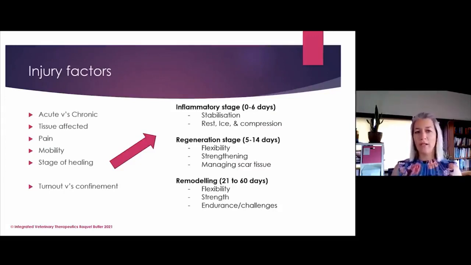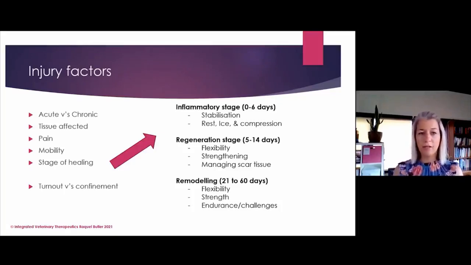We also want to know, well, what mobility do they have, and what mobility should that area have? And the stage of the healing. So are we still in the inflammatory stage? Do we still have swelling, hemorrhage, and a lot of pain? Are we in the regenerative stage, where we're looking at building flexibility and strength and managing the scar tissue? Or are we in the remodeling stage, where we're building further on flexibility, strength, and adding in our challenges? That's really important for the design of the program, because in the inflammatory stage, for example, you're not going to be doing hard strength type of work.